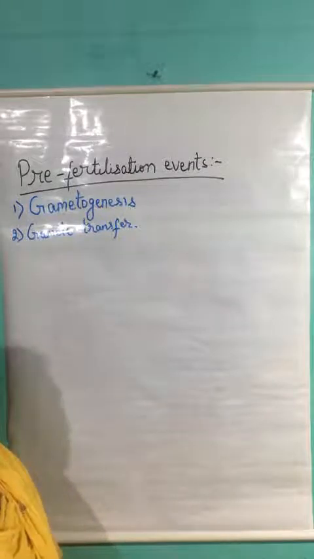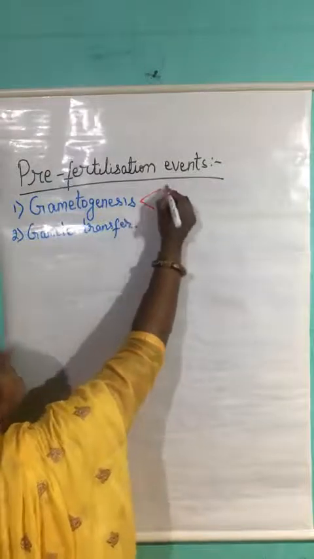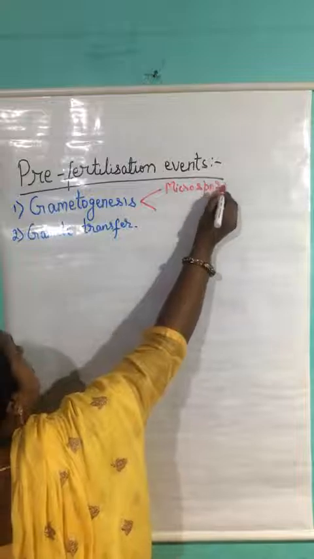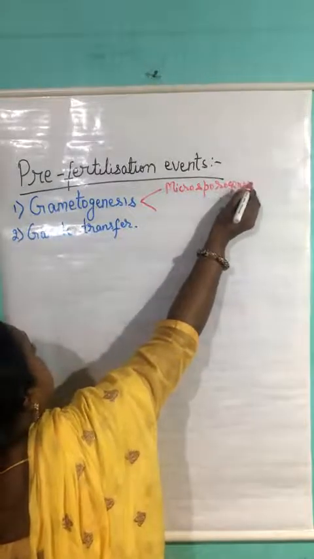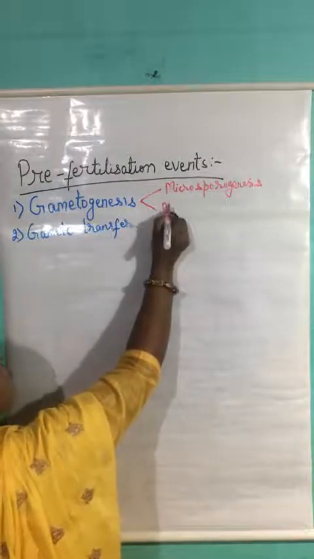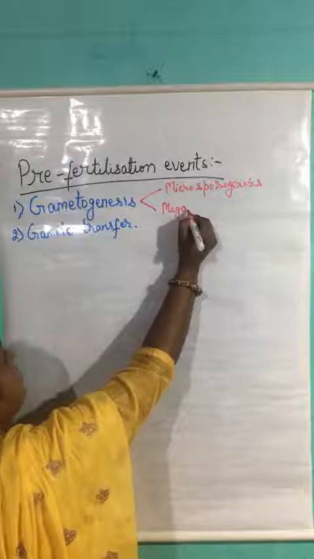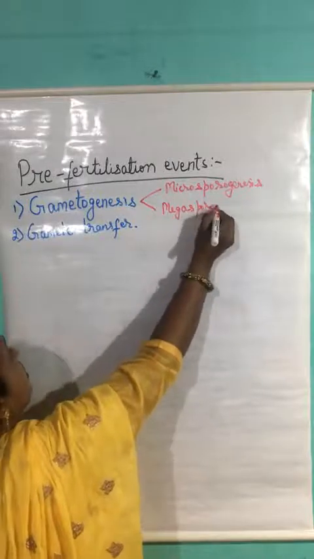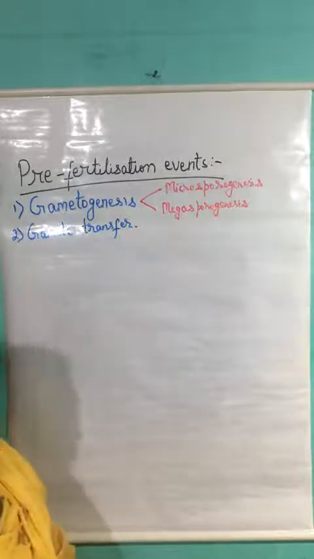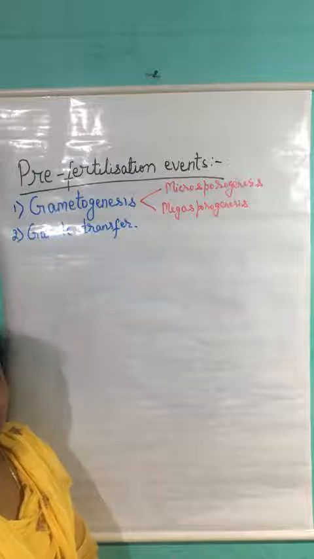Gametogenesis we have already completed in the last video, where we discussed how microsporogenesis takes place in the anther and how the formation of the megaspore takes place. So megasporogenesis occurs in the pistil part of the flower.